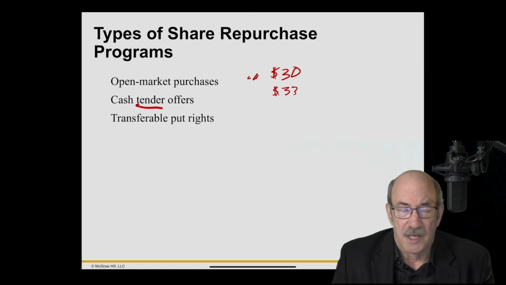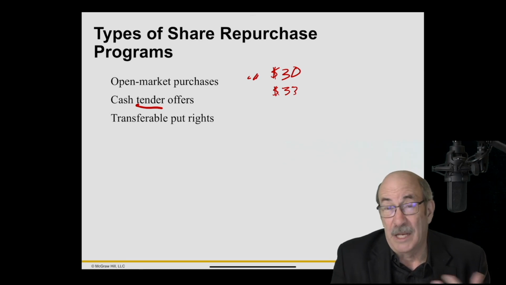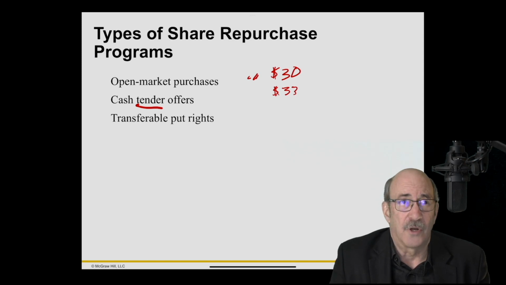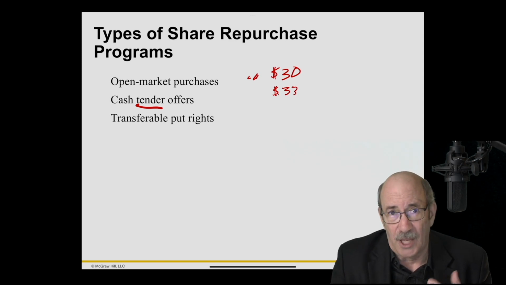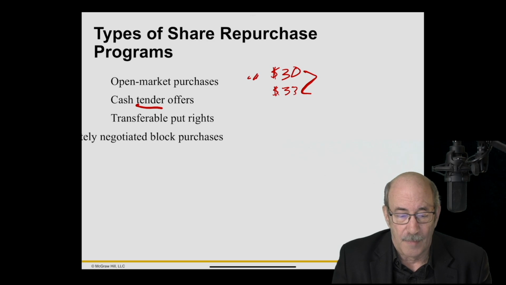Transferable put rights are another means of doing this. This is not unlike the cash tender offer, except that if you don't want to tender, the transferable put right gives you the option to sell the right to tender to somebody else. So you can at least capture some of the gain related to this, some of that premium that we have in that extra $3.